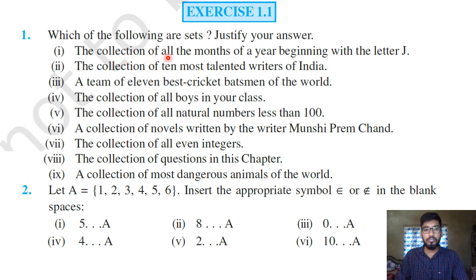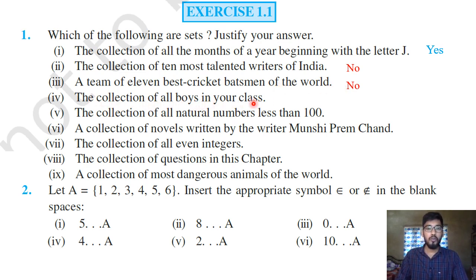The collection of all the months of a year beginning with the letter J. So this is well defined, that's why this is a set. Next, the collection of 10 most talented writers of India. So most talented writers, this is not a well defined collection, that's why this is not a set. Next, a team of 11 best cricket batsmen of the world. So best cricket batsmen, this is not well defined, that's why this is not a set.